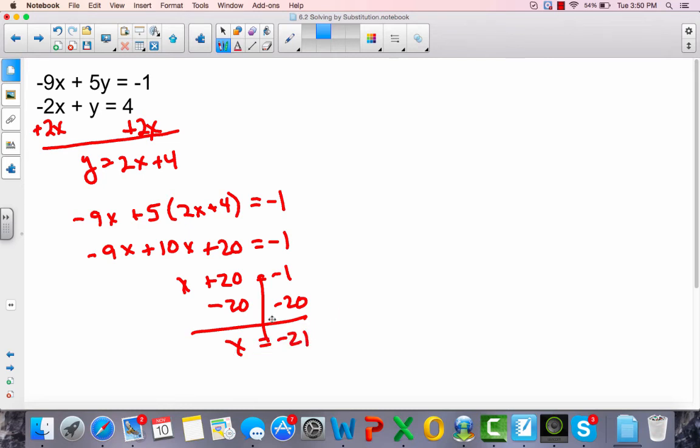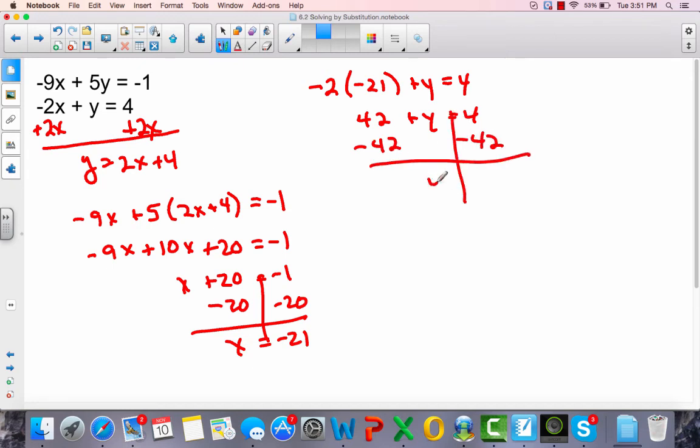So now we take that, go back to the original equation that we manipulated. Negative 2 times x, which is negative 21, plus y equals 4. That gives us 42 plus y equals 4, minus 42 on both sides, and that gives us y equals negative 38. So our answer is (negative 21, negative 38).